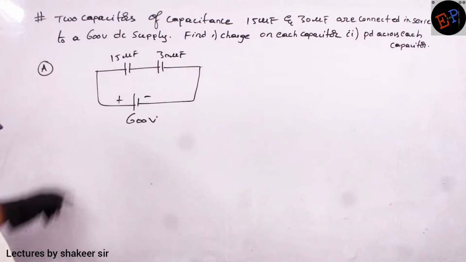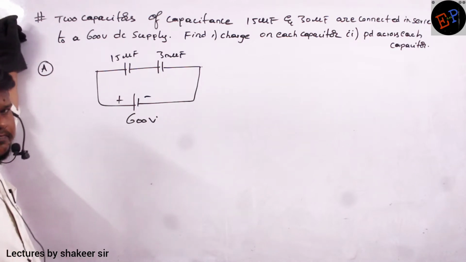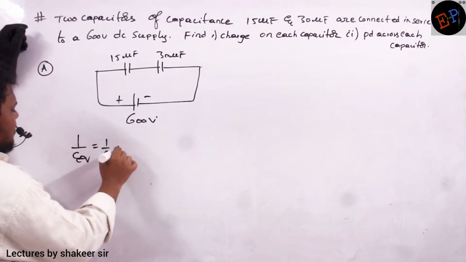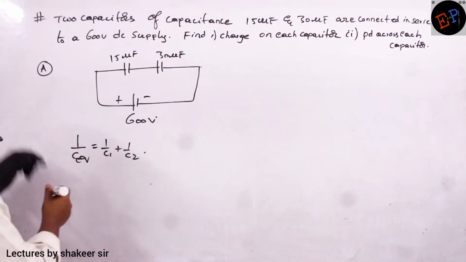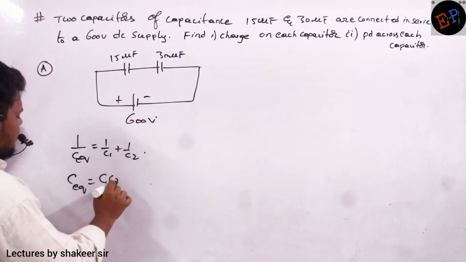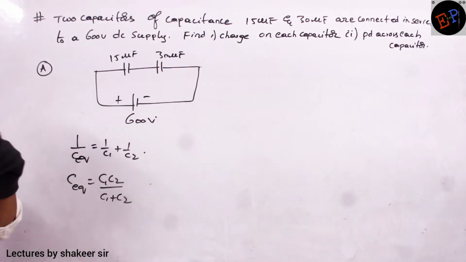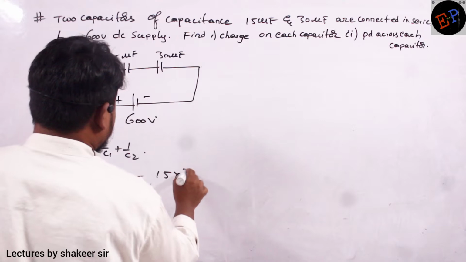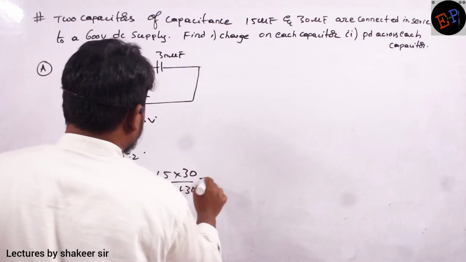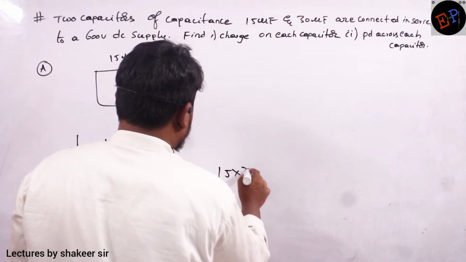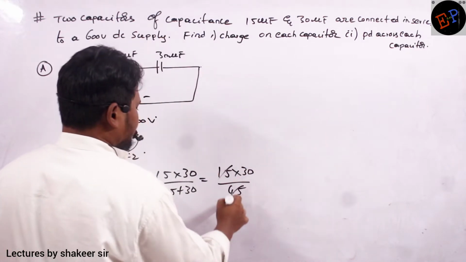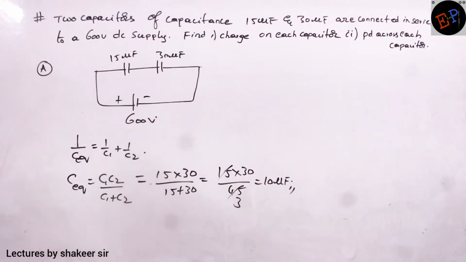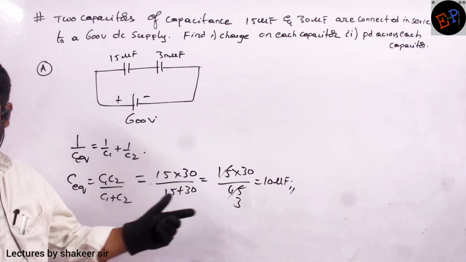Okay. So first of all, they are connected in series. Series connection means how can I calculate equivalent capacitance? 1 by C1 plus 1 by C2. Or total C equivalent, I can calculate as C1 C2 by C1 plus C2, like this also if there are only two capacitors. So it is 15 into 30 divided by 15 plus 30, which is 15 into 30 divided by 45. So it is 10 microfarads. This is the equivalent capacitance of this circuit.